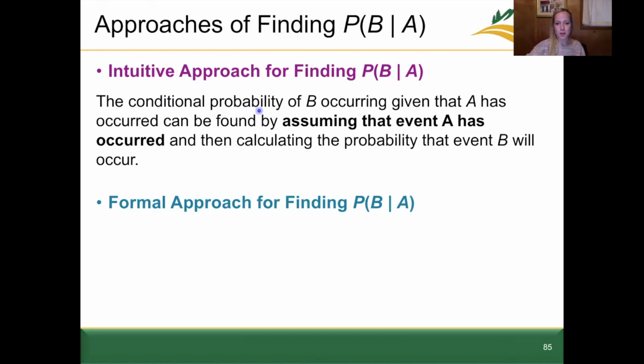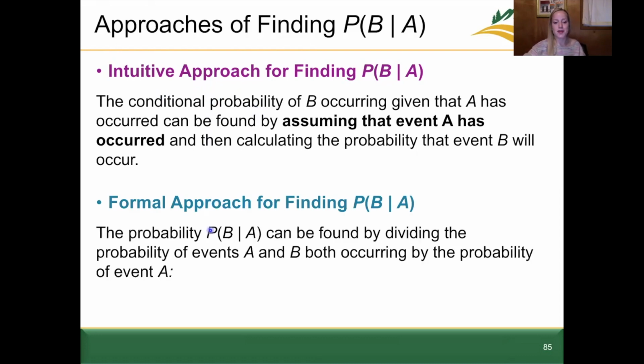The other approach is the formal approach. Here, the probability of B occurring, given that A has already occurred, so this conditional probability, can be found by dividing the probability of events A and B both occurring by the probability of event A. Mathematically, the calculation looks like this. So this conditional probability of event B based on event A already occurring is equal to the probability of A and B occurring divided by the probability of event A. Let's do an example next using both this intuitive approach and this formal approach for conditional probability.